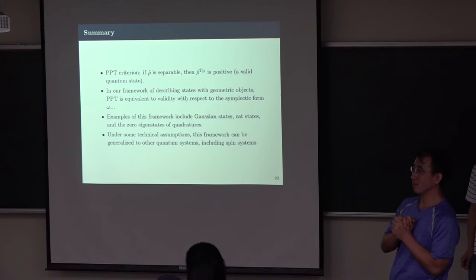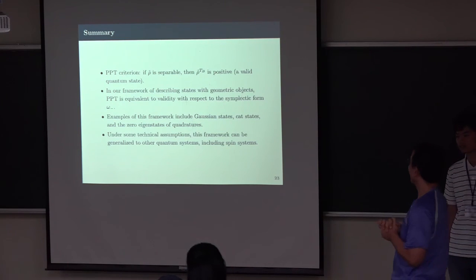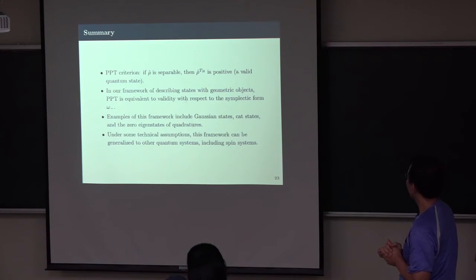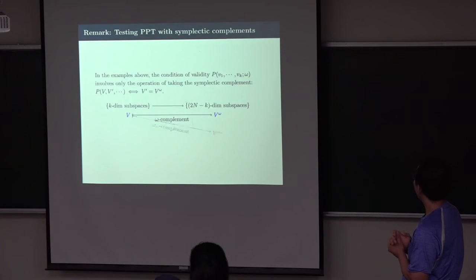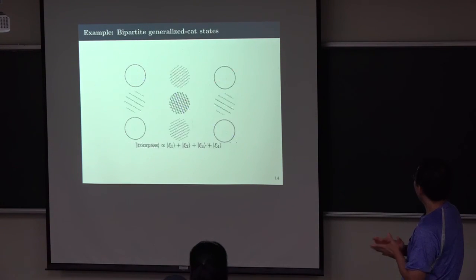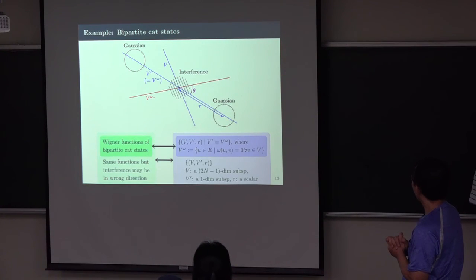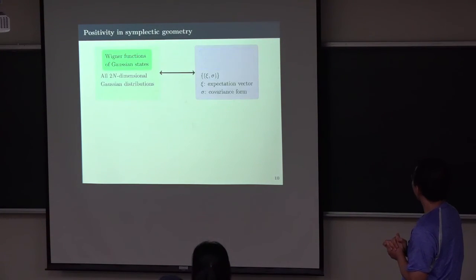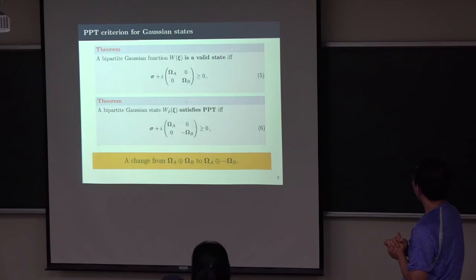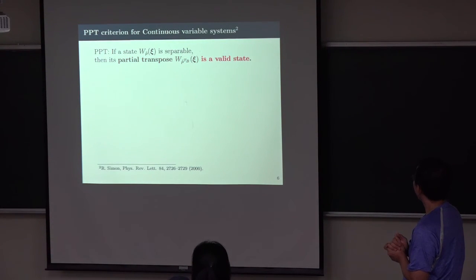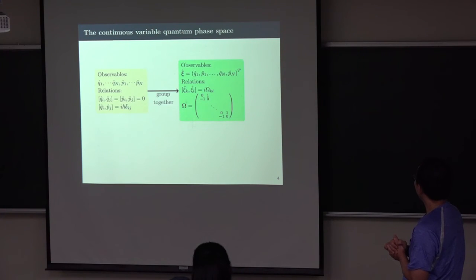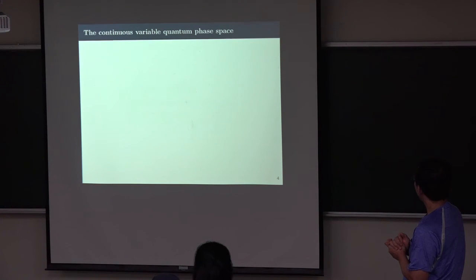Question. You have some examples of Gaussian states. The Gaussian state comes from our motivation, so it's not first done by us. We can still use our framework to describe Gaussian states.